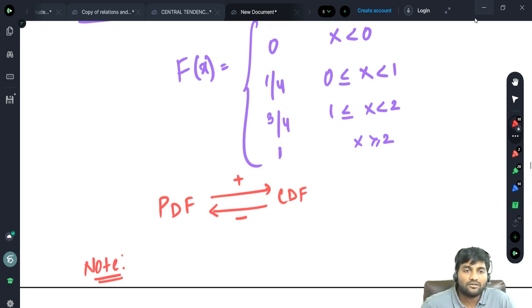So basically this means what? Whenever you are asked to calculate the probability and you are given a cumulative distribution function, you will first convert the CDF to a probability distribution function and then calculate the probability. We will first convert the CDF to PDF by subtracting the probabilities, which I will show you how to do, and then you will calculate the probability. Okay?